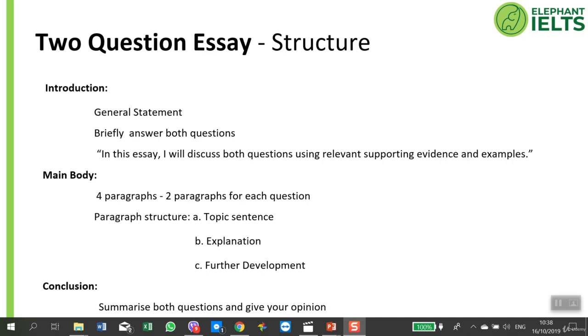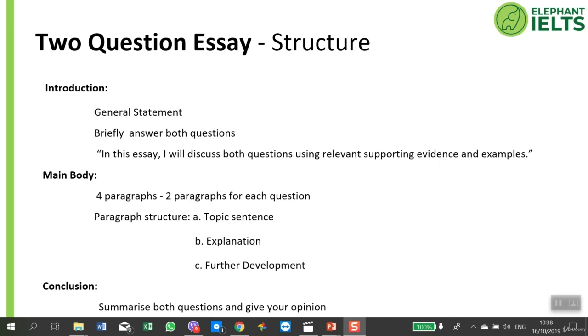Of course, you begin with an introduction, with a general statement, and then you briefly answer both questions. This could be in 1 or 2 short sentences. And then your thesis statement. In this essay, I will discuss both questions using relevant supporting evidence and examples. So after the introduction, you begin your main body. This should have 4 paragraphs, 2 paragraphs for each question. And each paragraph should follow the same 3-sentence structure that we discussed earlier on in the course.